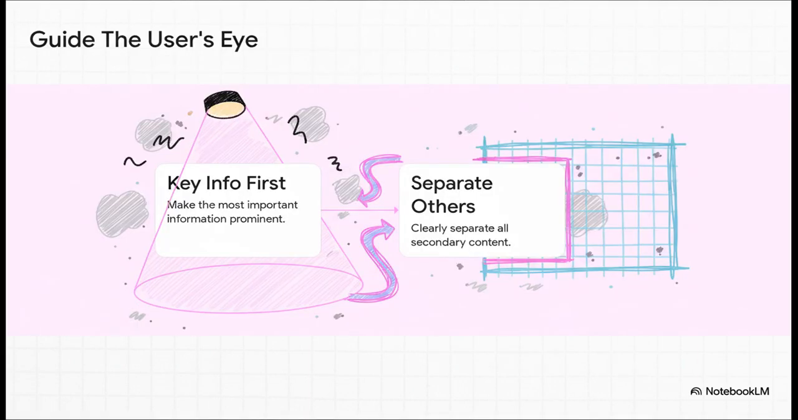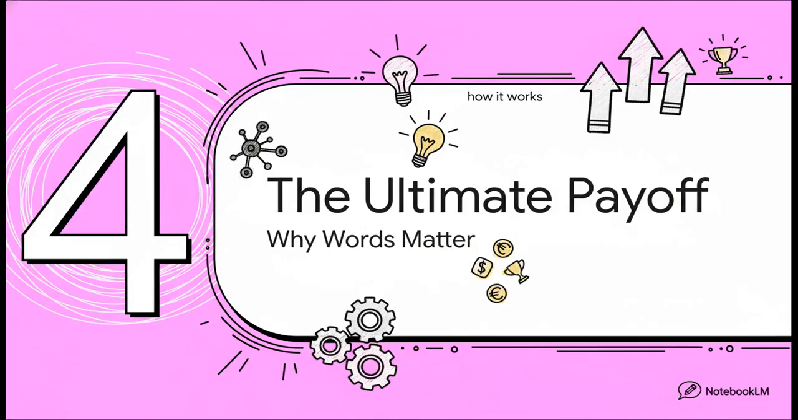So it all really boils down to these two simple steps. First, figure out the single most important thing on that screen and make it pop. Then, organize everything else around it in a way that feels clear, logical, and easy to follow. So we've looked at what content drafting is, how it creates a personality, and how it works with the layout, but what's the end result of all this work? Well, it's time to talk about the ultimate payoff, why getting these words right matters so much.